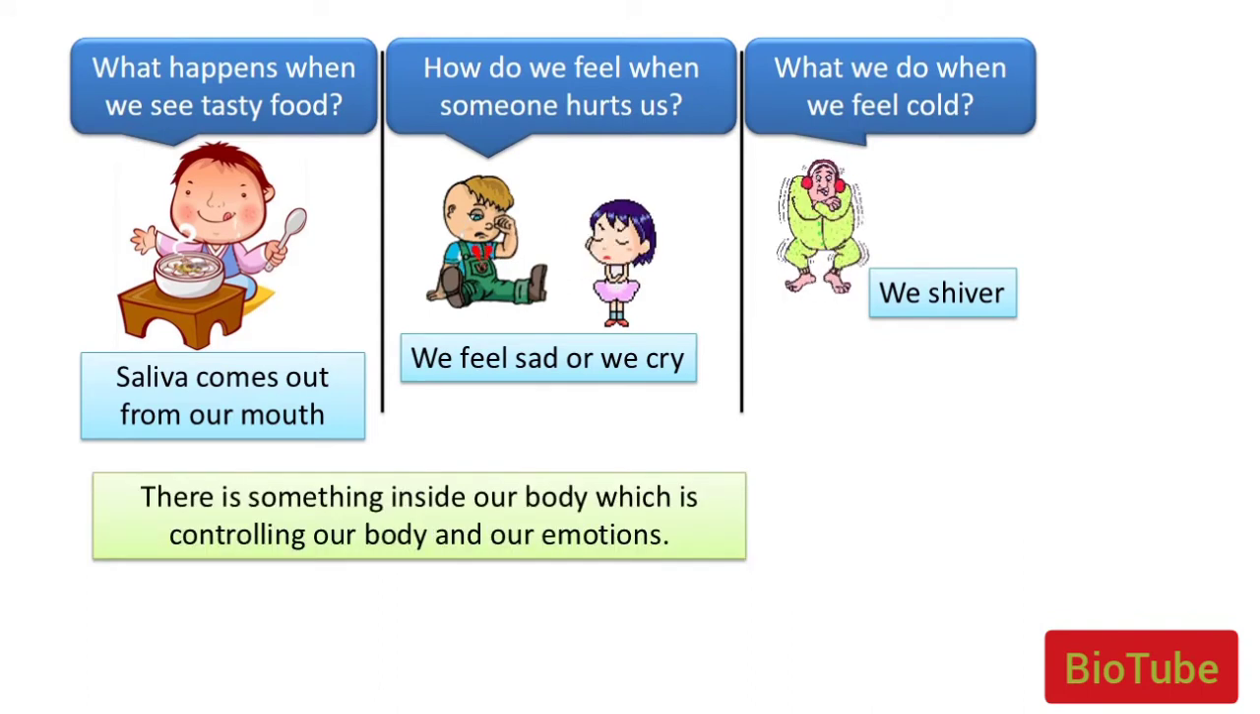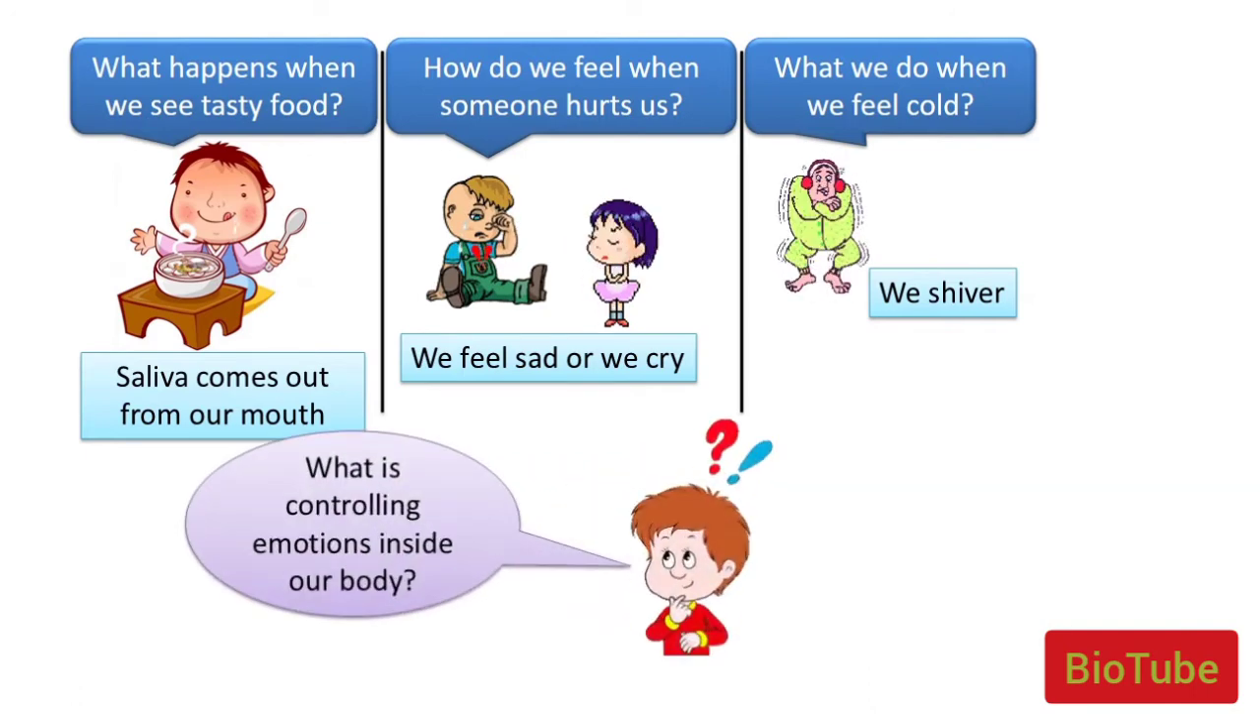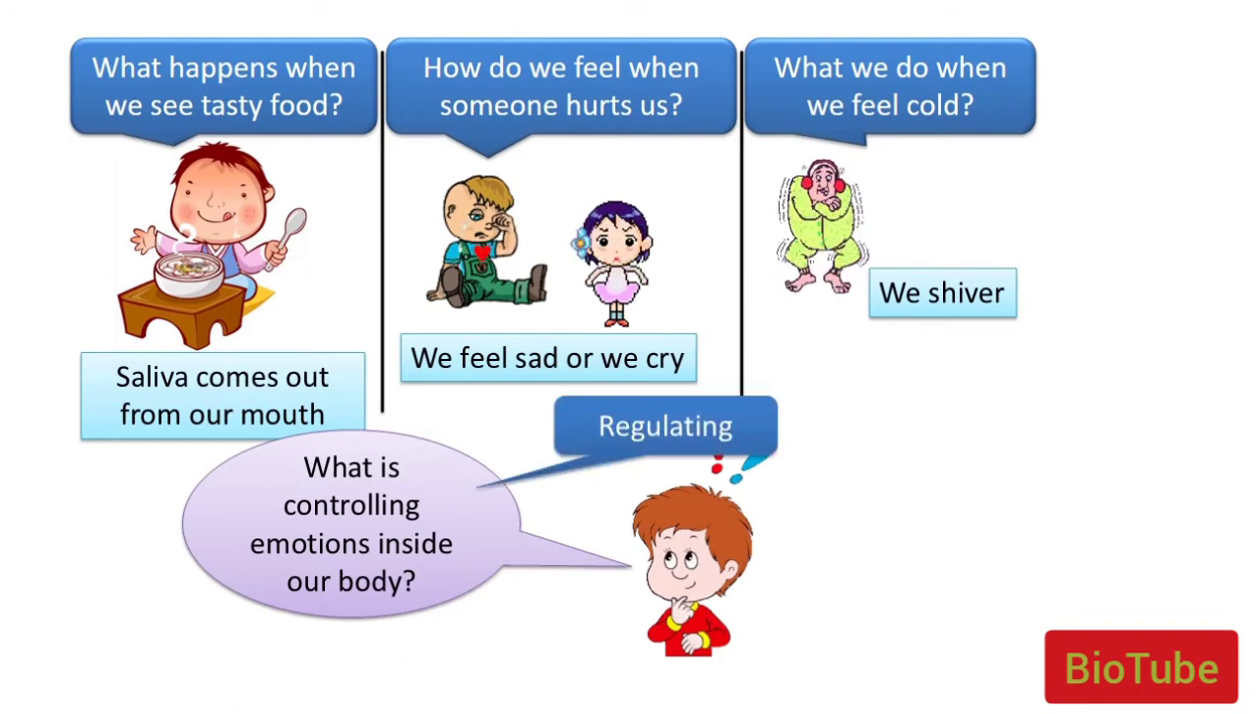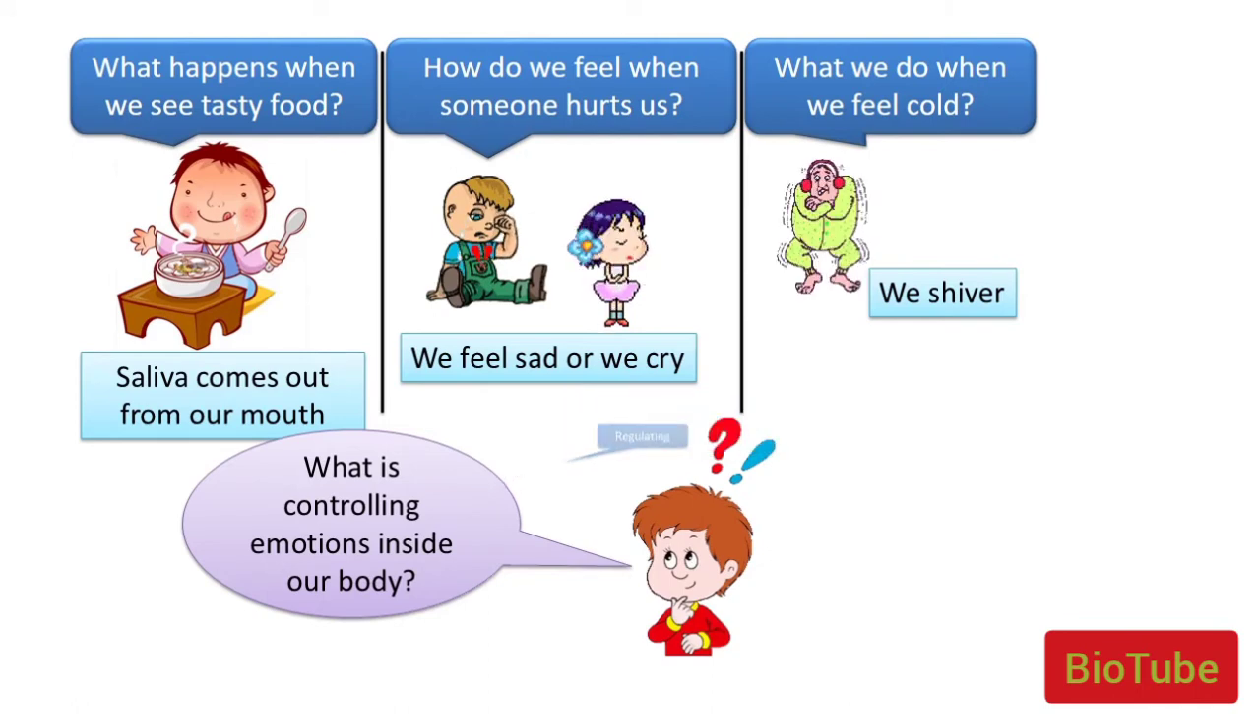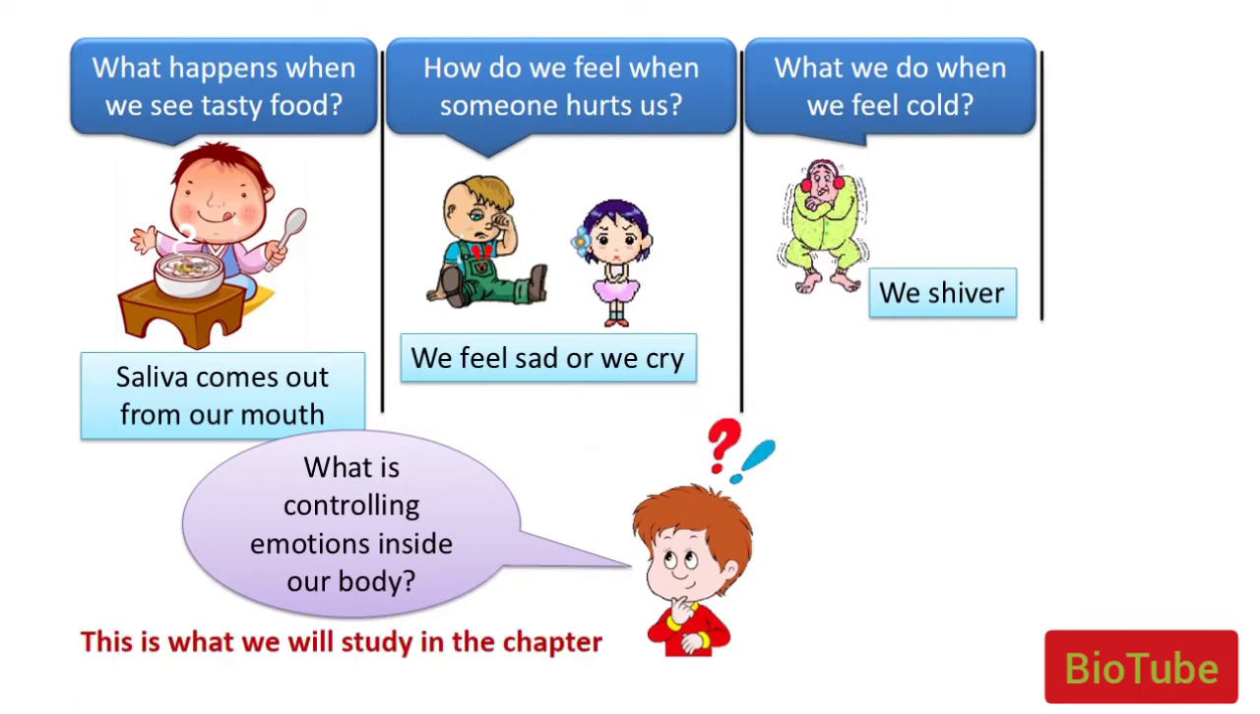There is something inside our body which is controlling our body as well as our emotions. So don't you think there should be a button to stop all this emotion? What is this something which is controlling emotions inside our body? What is this something which is regulating all these things inside our body? This is what we are going to study in this chapter, which is called control and coordination. So let's begin with this interesting topic, that is control and coordination.